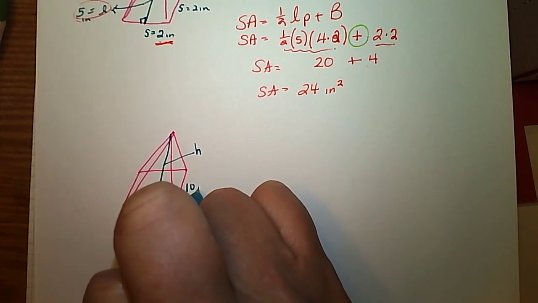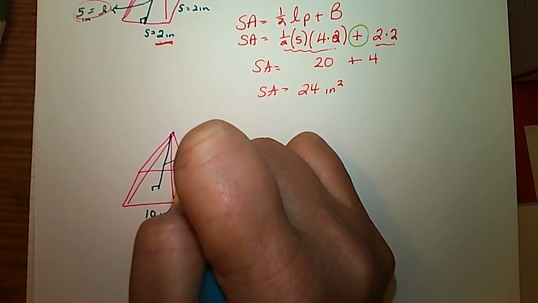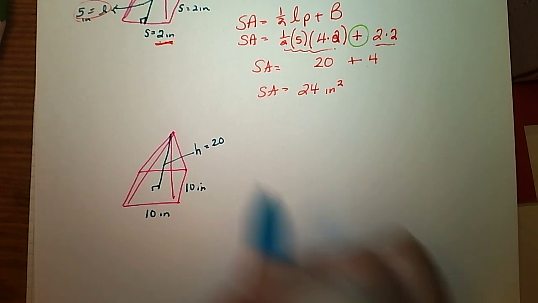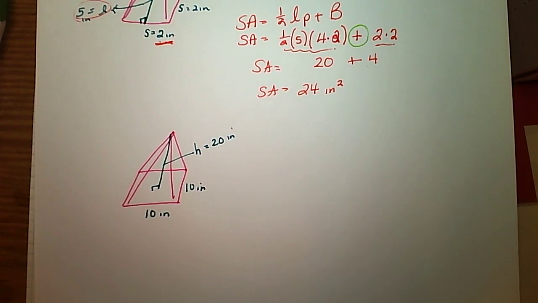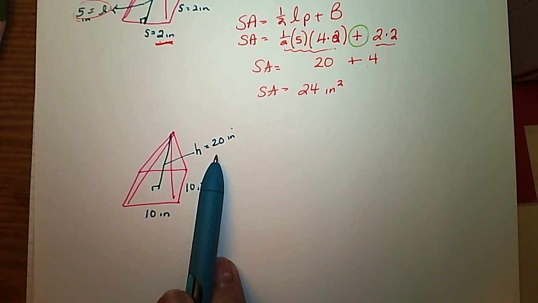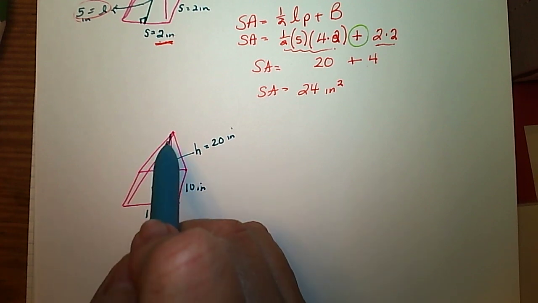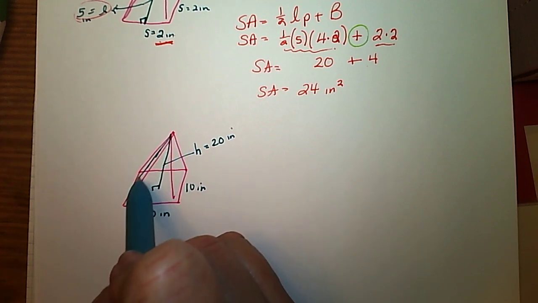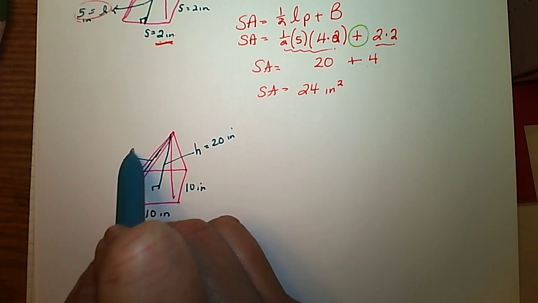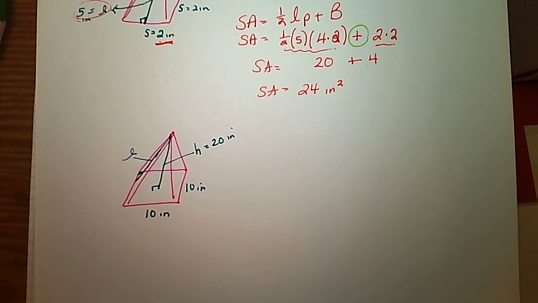My side, I'm still going to make it 10 inches by 10 inches. And I'm going to make my height here just 20 inches. Doesn't matter. All right, so what's wrong with this picture now? Well, do I need a height or did I need a lateral height? Exactly. I said that I needed a lateral height, which would be the distance out here. That's my lateral height, and that's what I need.